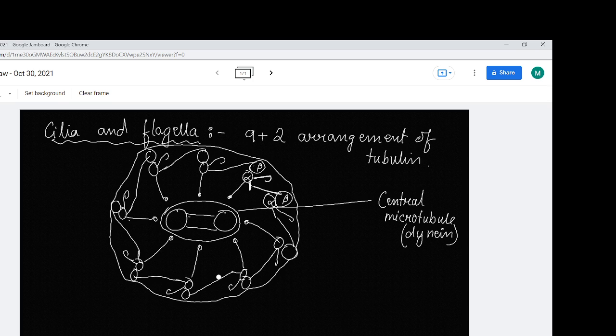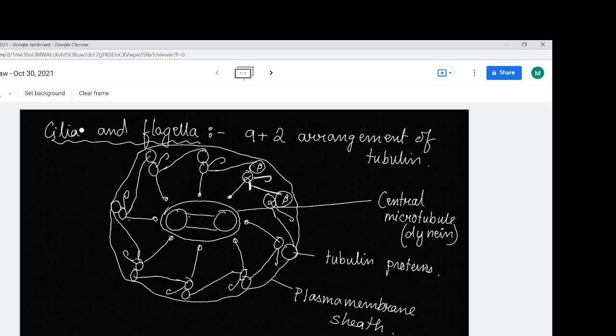This sheath is very similar to the plasma membrane, or it is exactly like the plasma membrane, you can say. So you can also write it as plasma membrane sheath. And these alpha and beta are tubulins. Just remember that they are tubulin proteins.